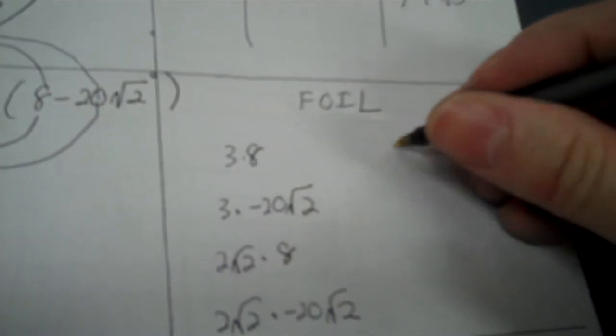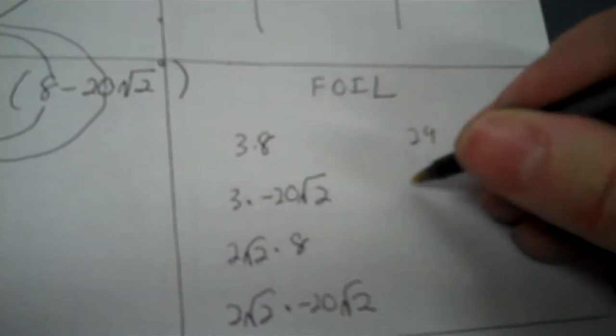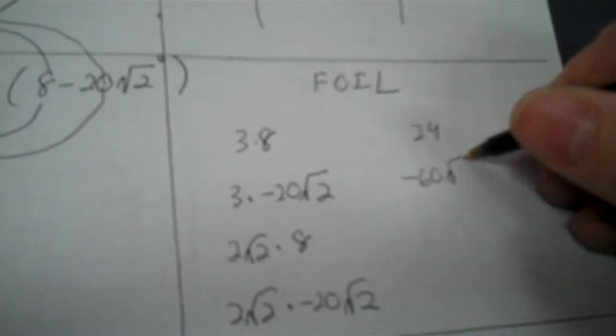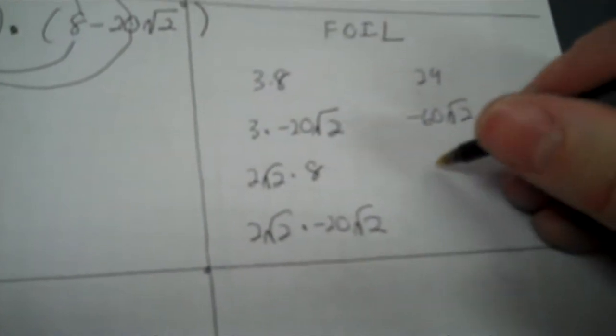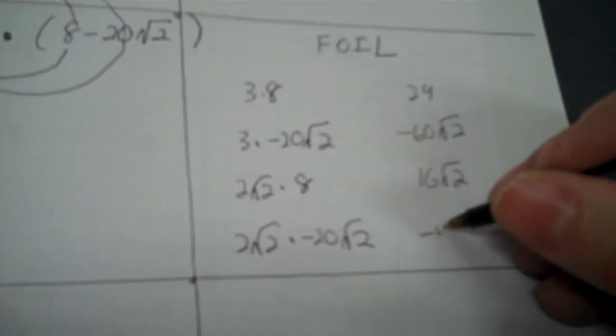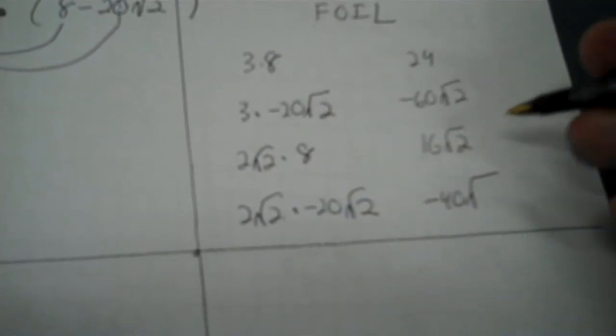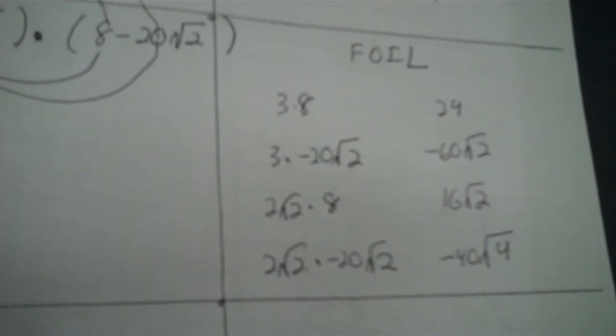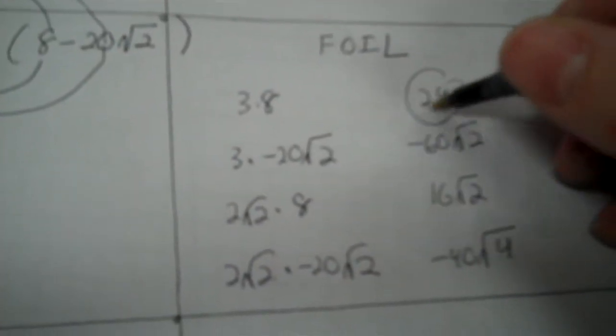So 3 times 8 is 24. 3 times negative 20 is negative 60 radical 2. 2 times 8 is 16 radical 2. 2 times negative 20 is negative 40, but I have to multiply the numbers under the radicals. 2 times 2 is 4. Now, the square root of 2 isn't here, so I'm just going to leave those alone, but the square root of 4 is. That equals 2, so I need to write that as negative 40 times 2, which is negative 80.